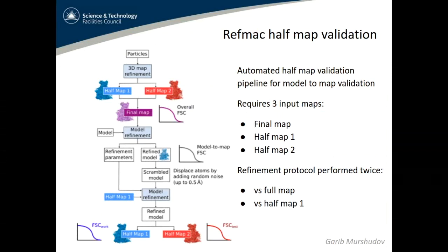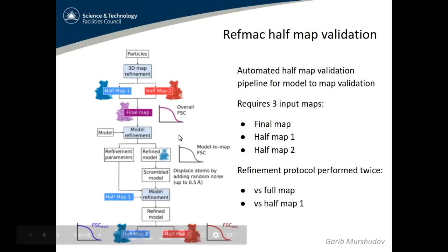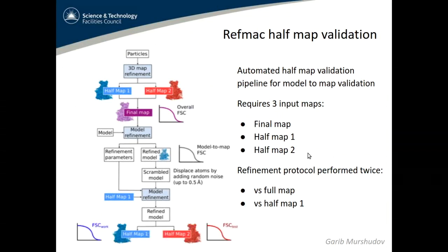It works by doing a standard refinement of your model against the full map. That gives you a model to map FSC curve. Then split back into the two half maps, scramble the model, refine it against one of the half maps, and then you compare that refined model against each of the two half maps individually as an FSC curve, and this gives you an idea of how much better it fits your working map than your test map.